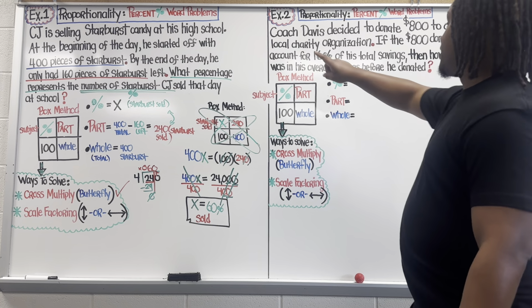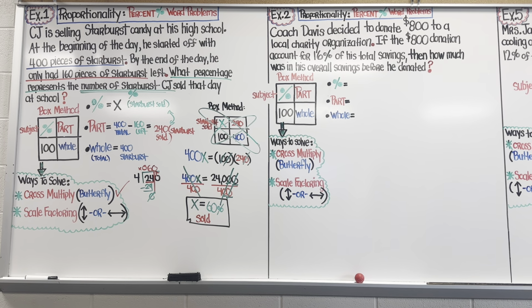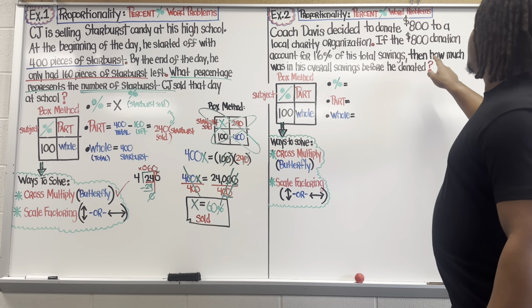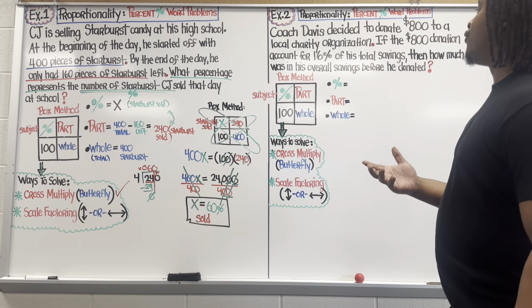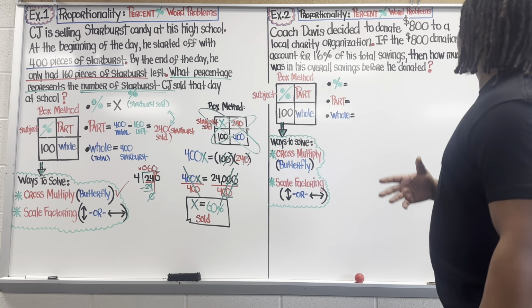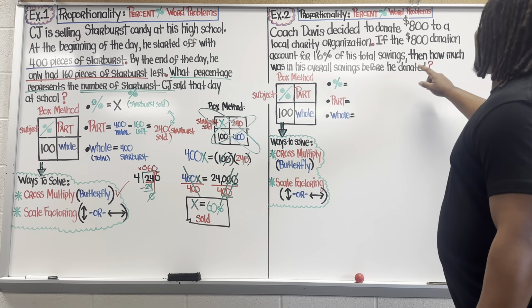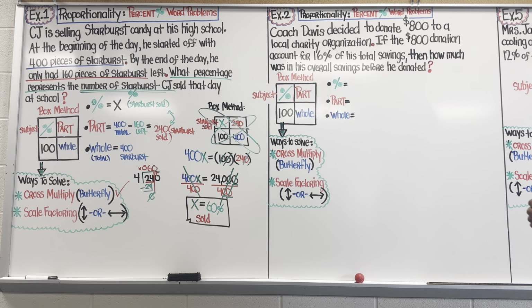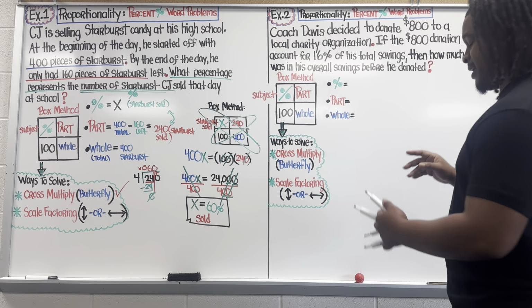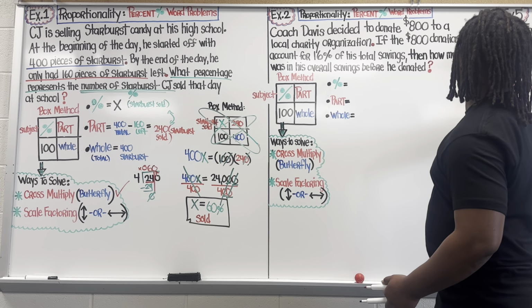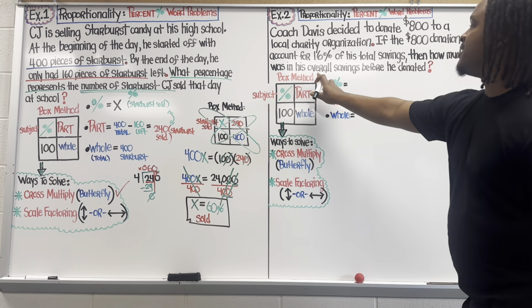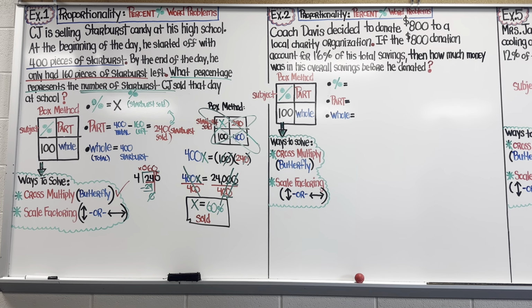All right, so on this one, guys, it says Coach Davis decided to donate $800 to a local charity organization. If the $800 donation accounts for 16% of his total savings, then how much money was in his overall savings before he donated, right? That was a little typo, my bad, I put how many instead of how much money.